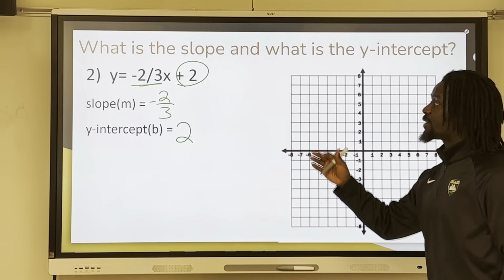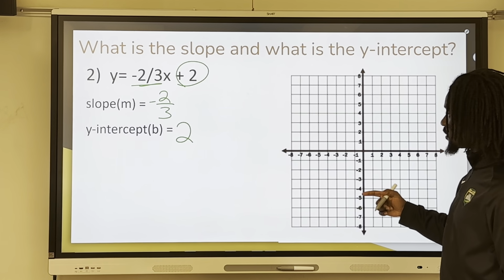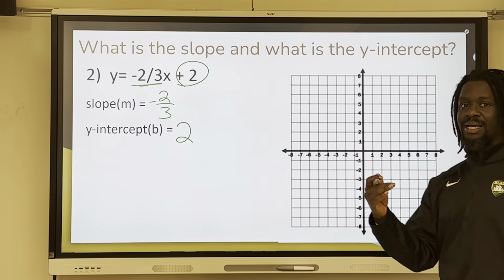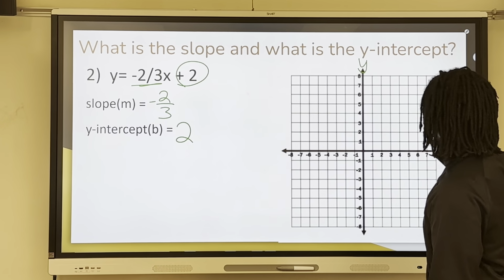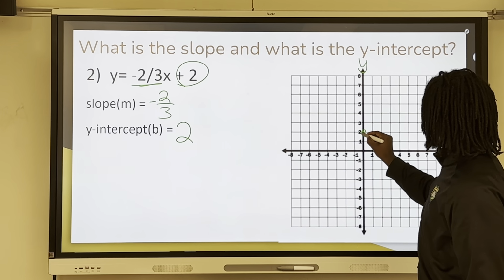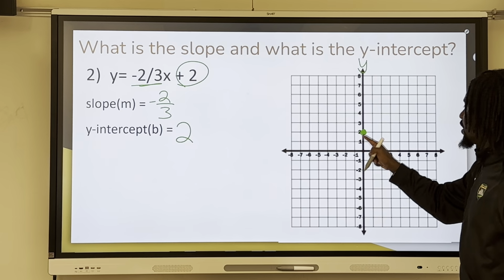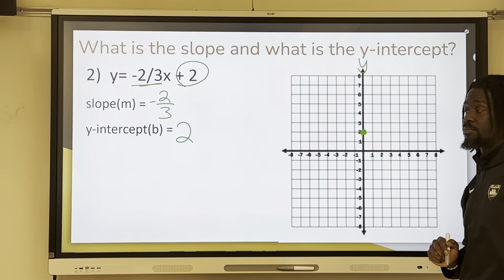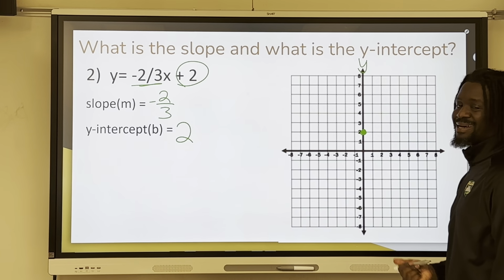So in order to graph this, I'm going to go to the y-intercept. I'm going to graph that first, which is 2. Again, that is where it crosses on the y-axis. Okay, so I'm going to go up 2. It crosses at 2. Okay. And then I'm going to use the slope to figure out the other points.